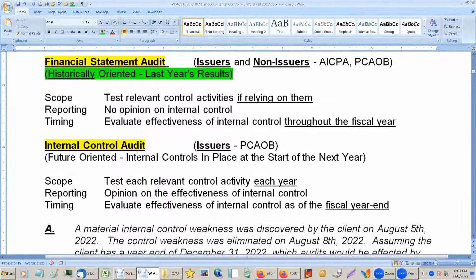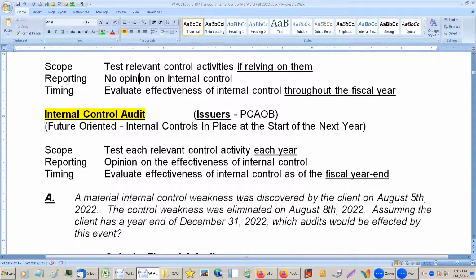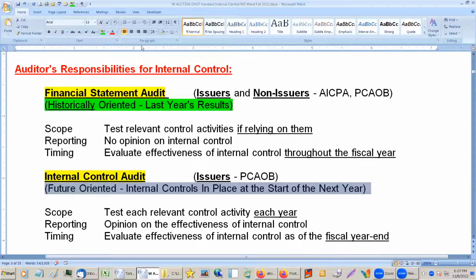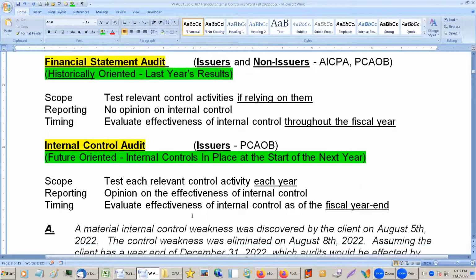Okay, the internal control audit is future oriented. They are the controls that will be in place to start the next year. You want to tell people, what are the controls like right now? And unlike the other one, because you're reporting on the internal controls, you must test each relevant control activity each year. So everything gets tested every single year.